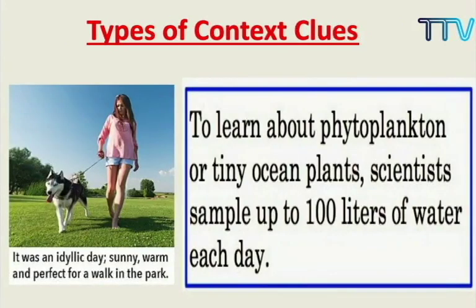Now let us see idyllic. You look at the left one. It was an idyllic day, sunny, warm, and perfect for a walk in the park. Now, did you get some idea what idyllic means? I told you, a good writer will never use an incomplete sentence. He or she will always try to give us some context clue. So, what is an idyllic day? Sunny, warm, and perfect time for a walk. So, idyllic day is a day on which it's very sunny and warm and perfect for all our outdoor activities.